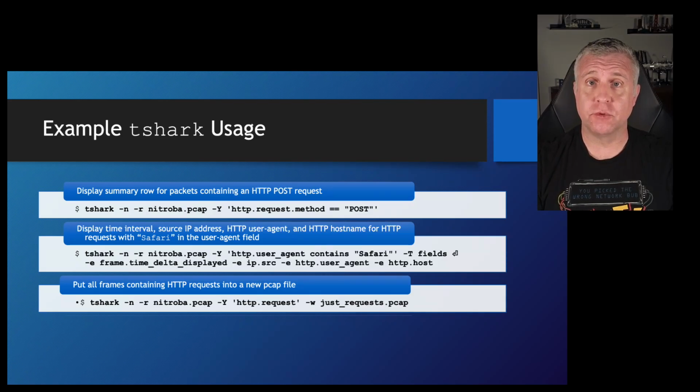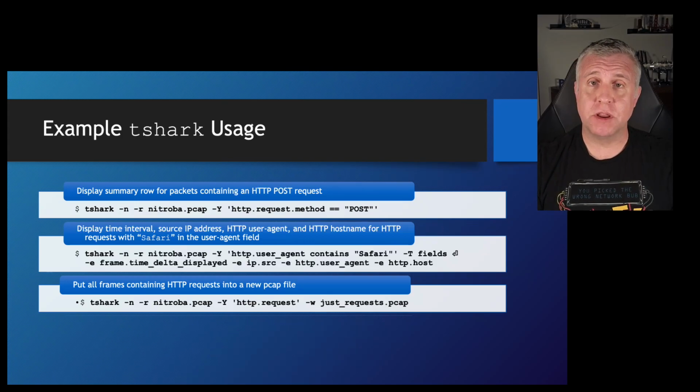In the third example, we're actually taking advantage of a display filter as a means of reducing the data from the source PCAP file. So we're going to actually use a display filter, and we're going to now provide an output file. Start out with tshark -n, reading in the same nitroba.pcap file. And now with the -Y option, we're saying just any packets that contain an HTTP request. So the display filter is simply http.request.